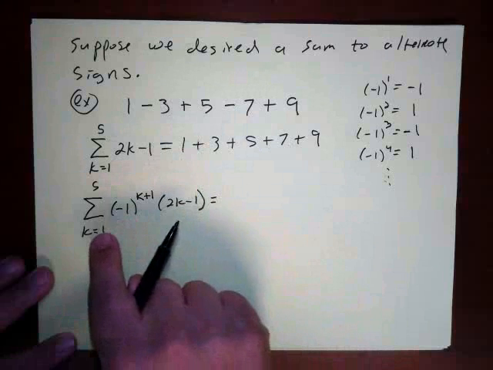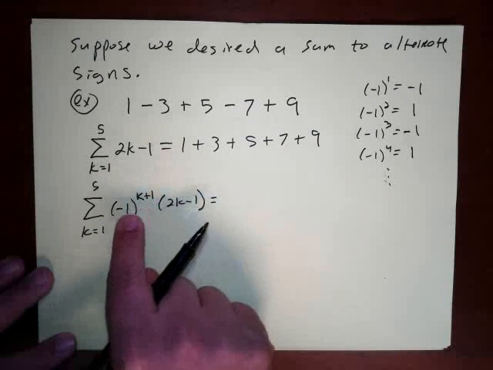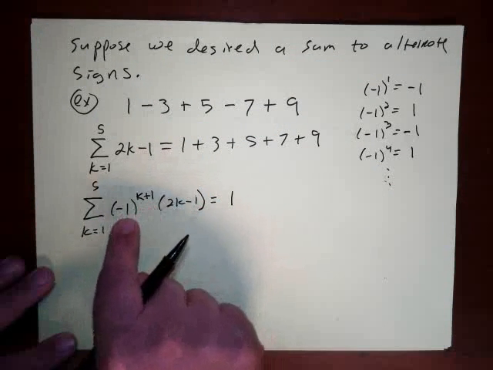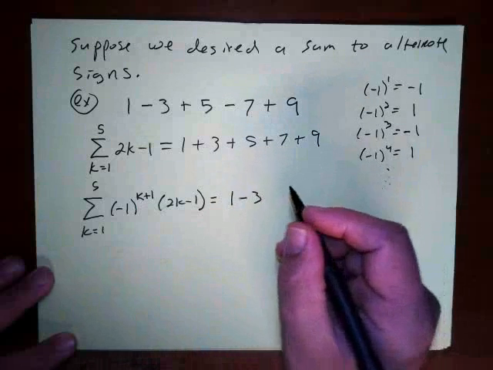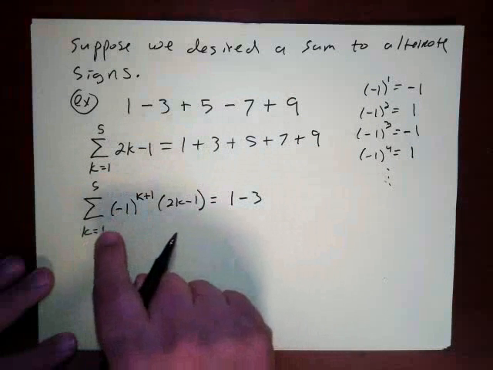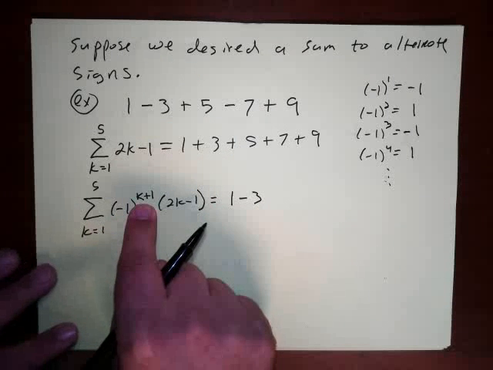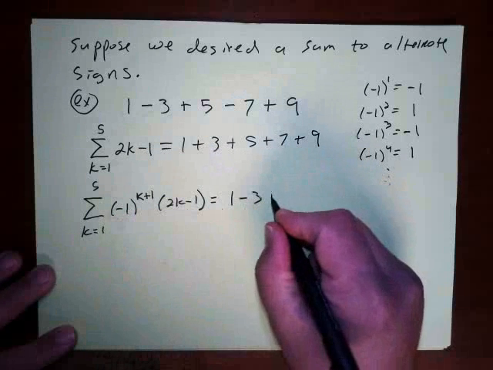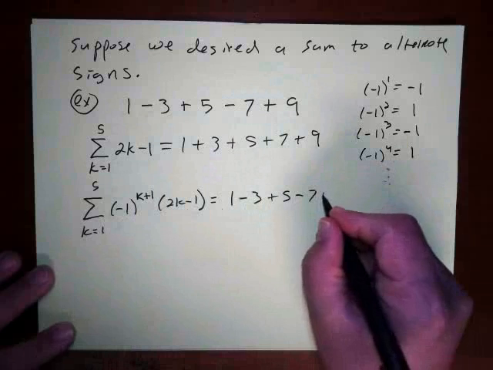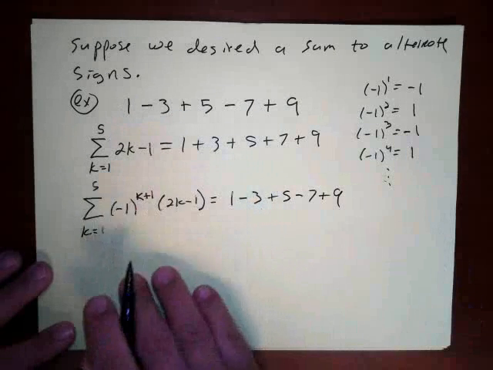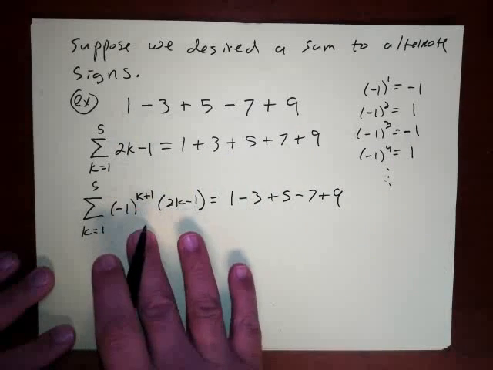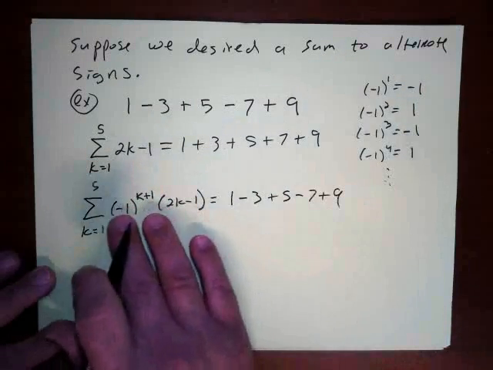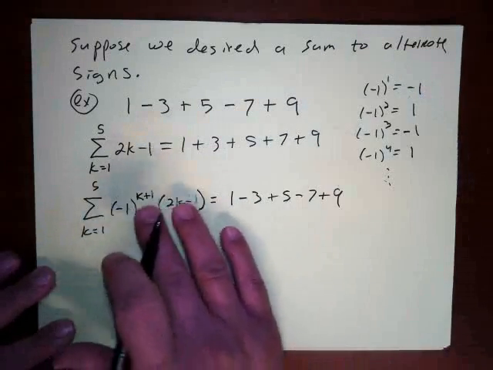So in other words, when k is 1, my exponent is 2, and that's positive. So I'd get this positive 1. But when k is 2, the exponent is 3, and that's negative. So I would get negative 3. When k is 3, the exponent is 4, that's positive, so I'd get a positive 5. And so it would just alternate. So this factor is a way of getting things to alternate. I call it an alternating factor. And there's two choices. You could do negative 1 to the k plus 1 or negative 1 to the k.